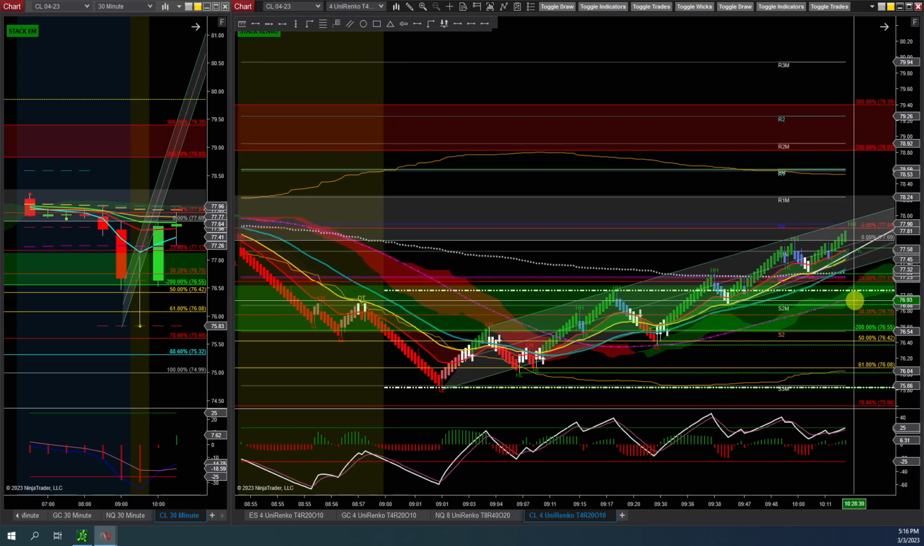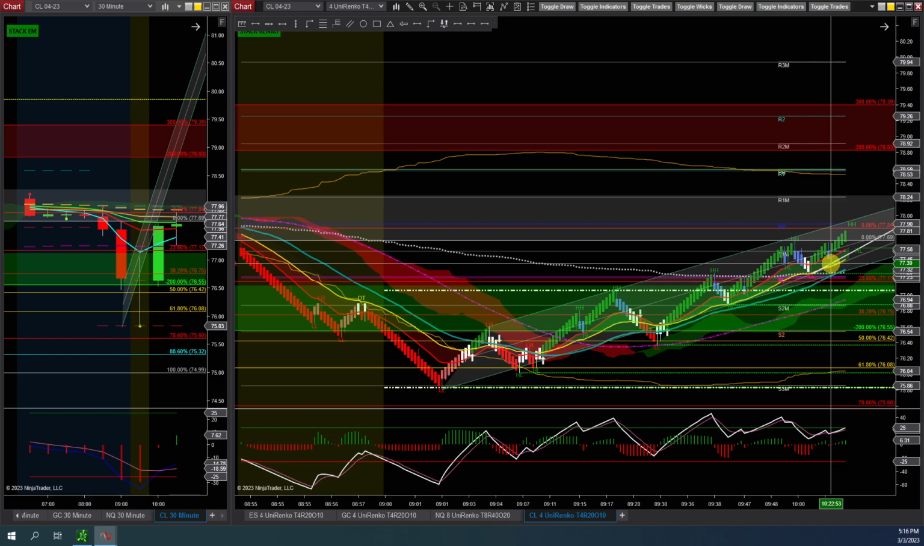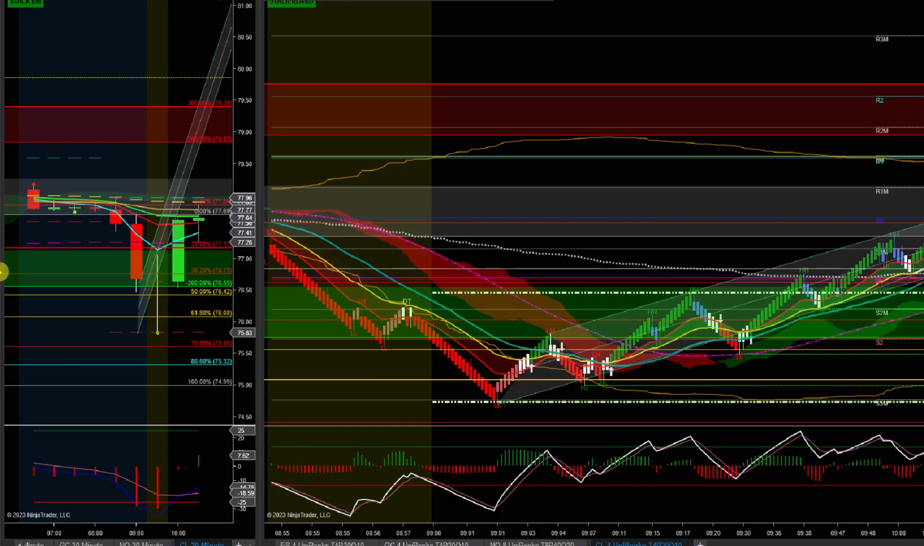So now up, and then there was another move which probably would have taken you out. If you are trailing this one, of course you would probably be stopped out there, but there's another entry right there that would have been good as well.